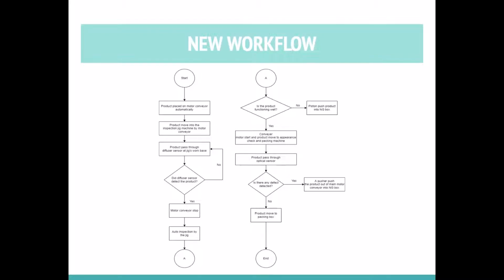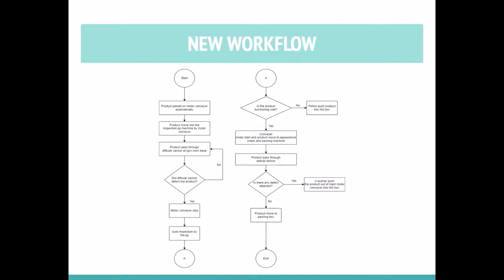So after the motor conveyor stops, the inspection jig will be operated automatically for functional check. So after that, if the product is functioning, then the conveyor motor will start again, and the product will move to the appearance check and packing machine. But if there is a malfunctioning at the product, then the piston or the pusher will push the product into another conveyor belt and then into the NG box.